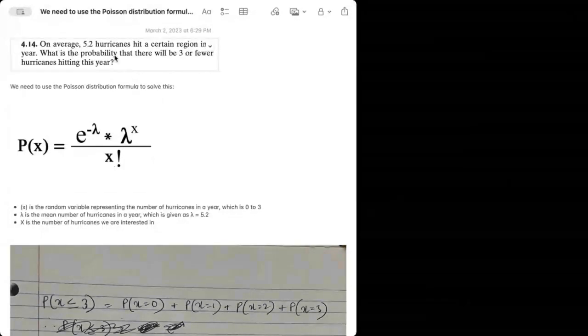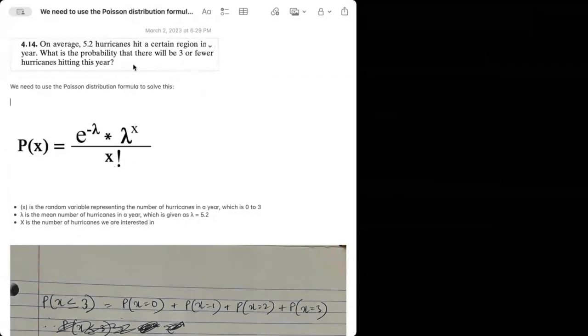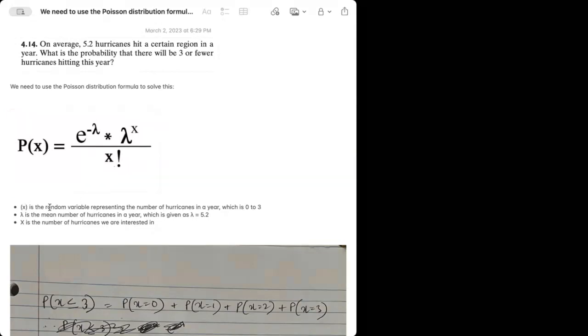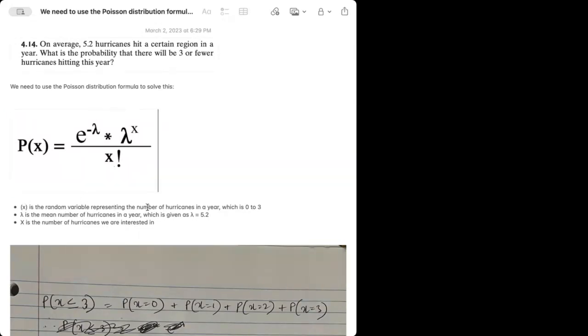Okay, so the question is, on average, 5.2 hurricanes hit a certain region in a year. What is the probability that there will be 3 or more hurricanes hitting this year? For this, we need to use the Poisson distribution formula. Here, small x is the random variable, which is the number of hurricanes in a year.